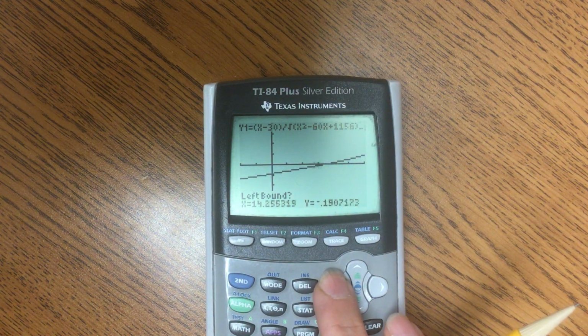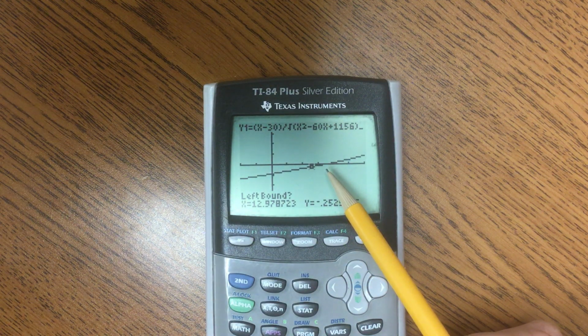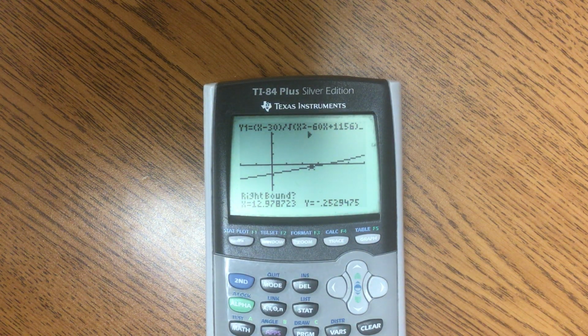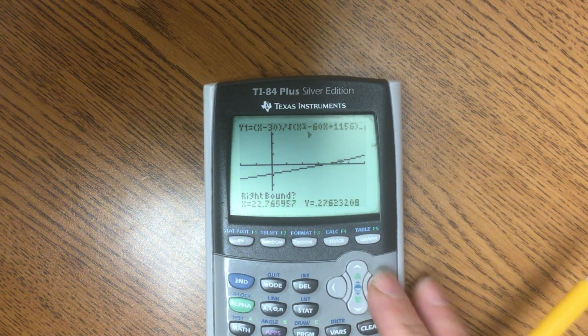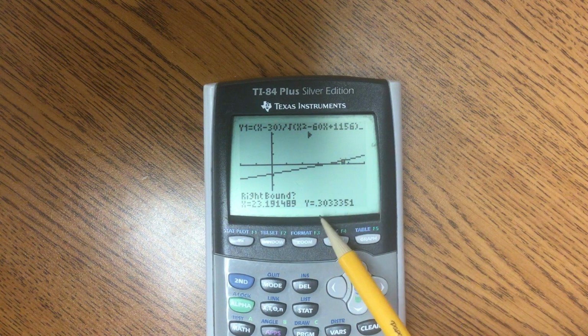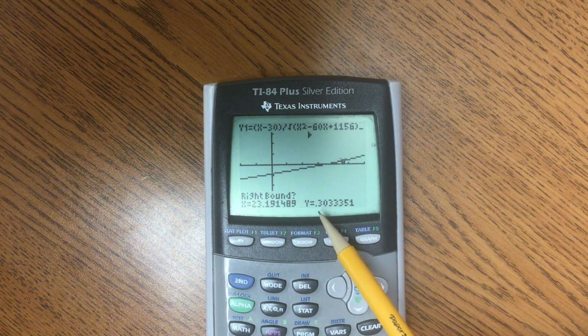It's asking for a left bound. So I need to have the cursor somewhere to the left of what I'm looking for. So I hit enter. And I need to go somewhere to the right of it. So I have to get above the x-axis. So you can tell that you're above it. Down here it says y is equal to 0.3, so it's a positive number, so you know you're above it.